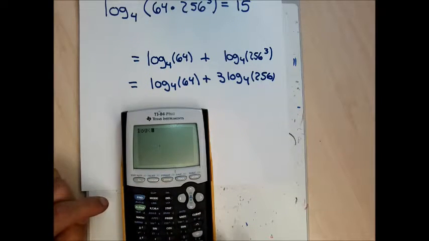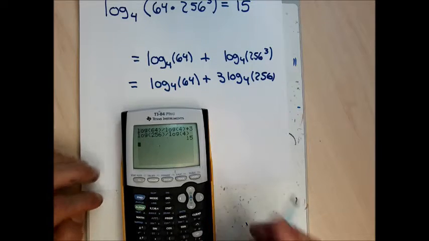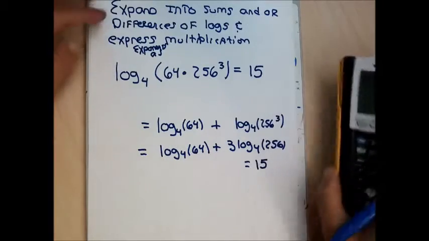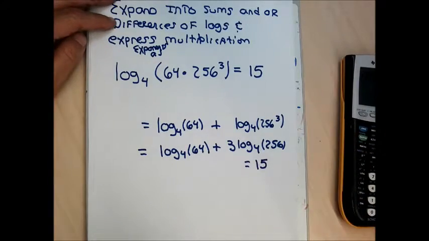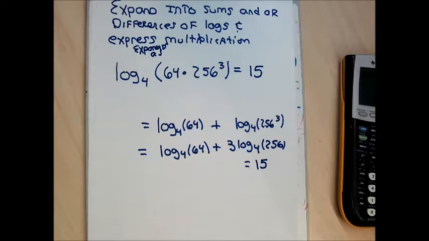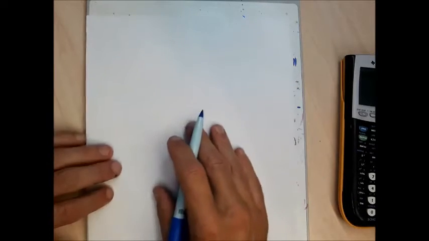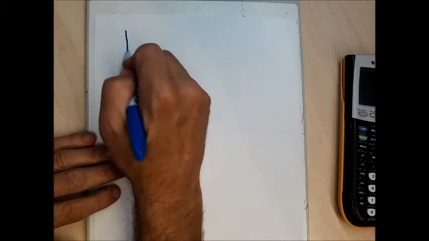This one has to be the log of 64 divided by the log of 4 plus 3 times the log of 256 divided by the log of 4. And this whole thing comes out to 15. So I've used the rules properly. I expanded into sums of logs. I didn't get differences because there wasn't a minus. And I made the exponents into multiplication. Let me do one more of these, and then we'll get into the regular problems. So same instructions. Let me work with this log.